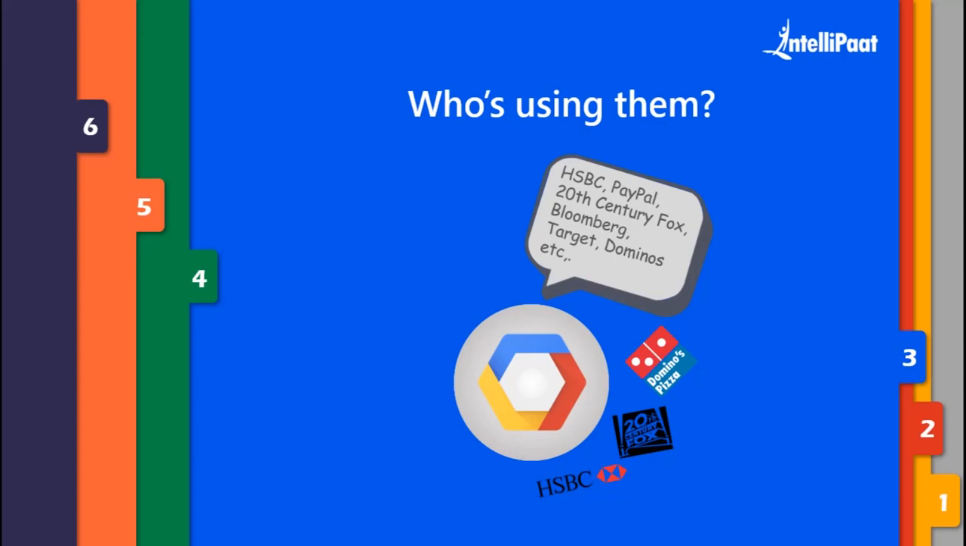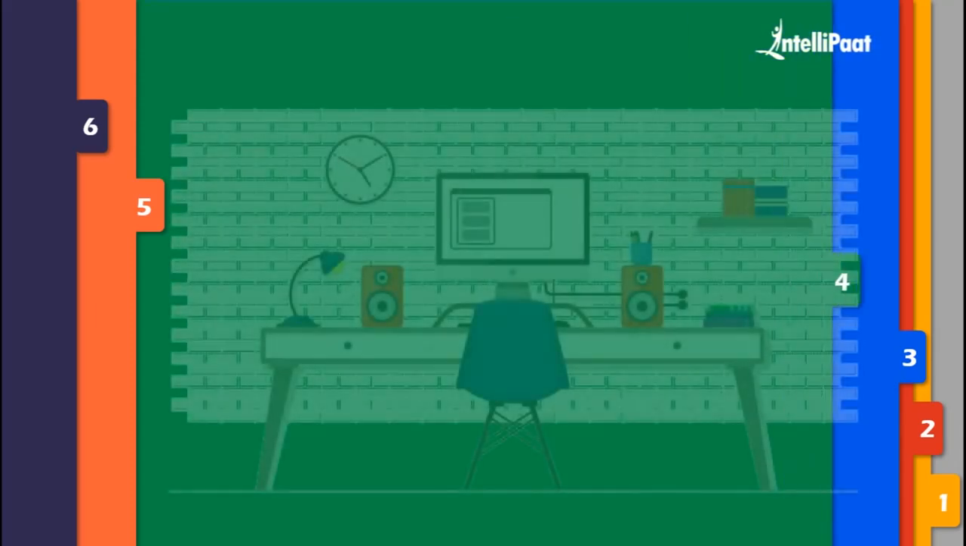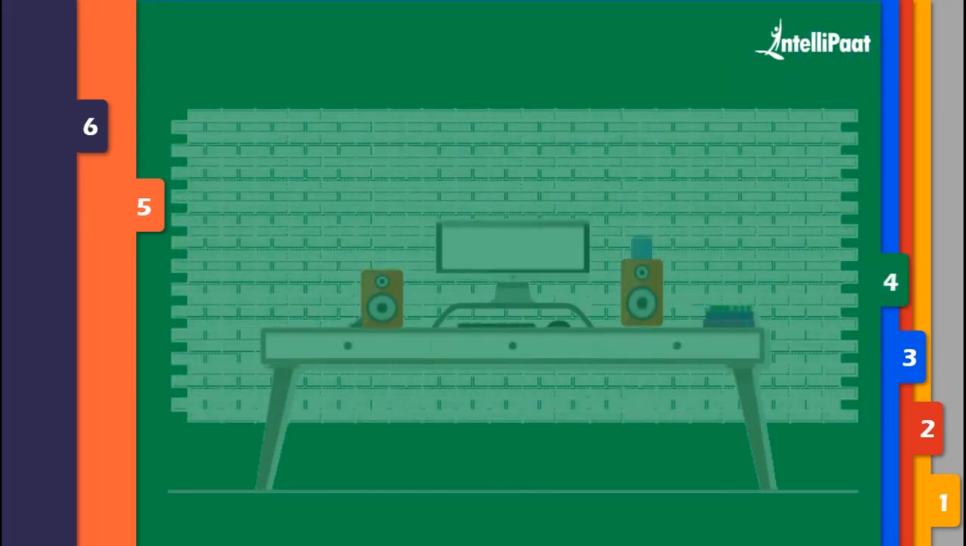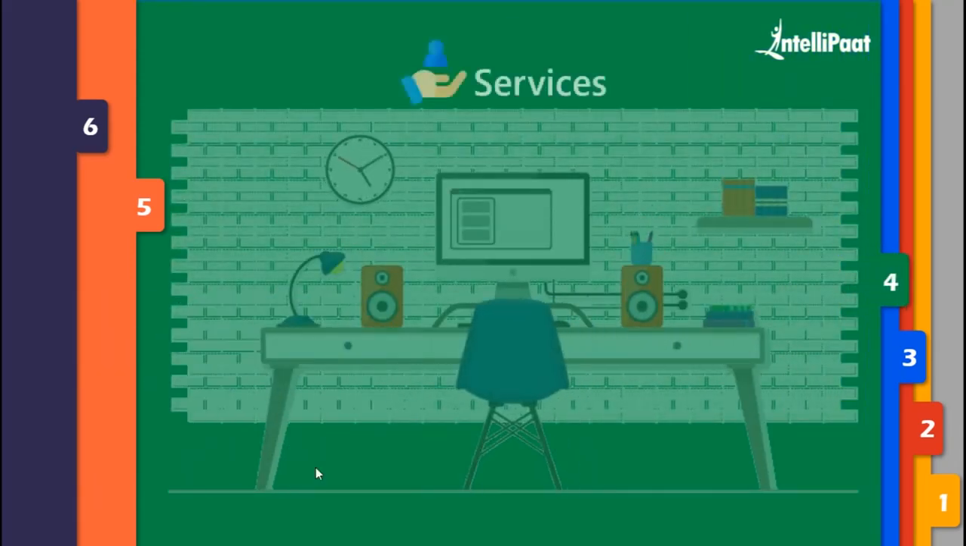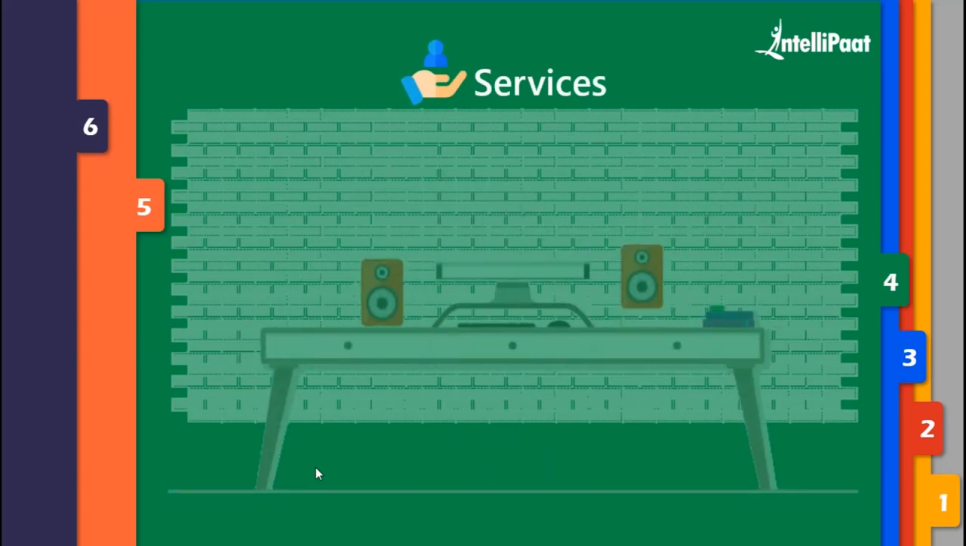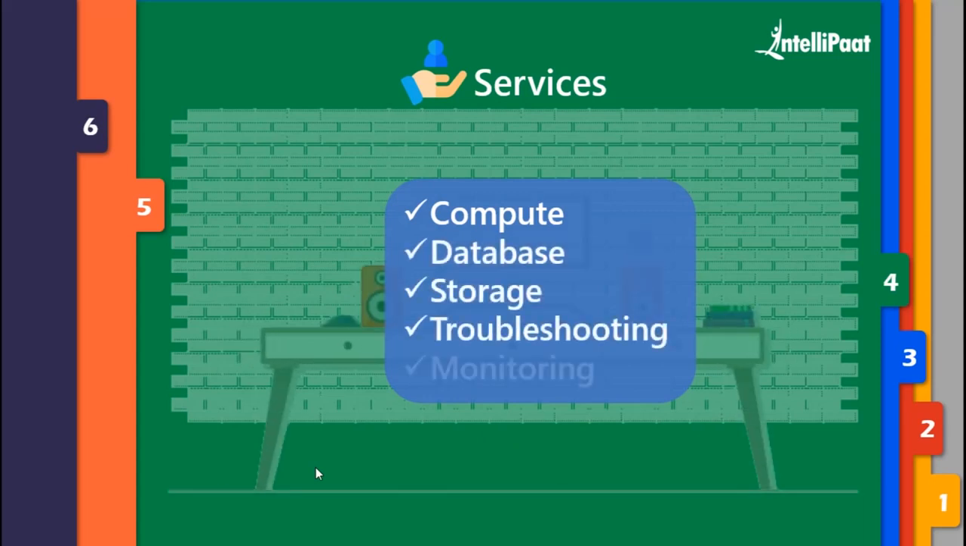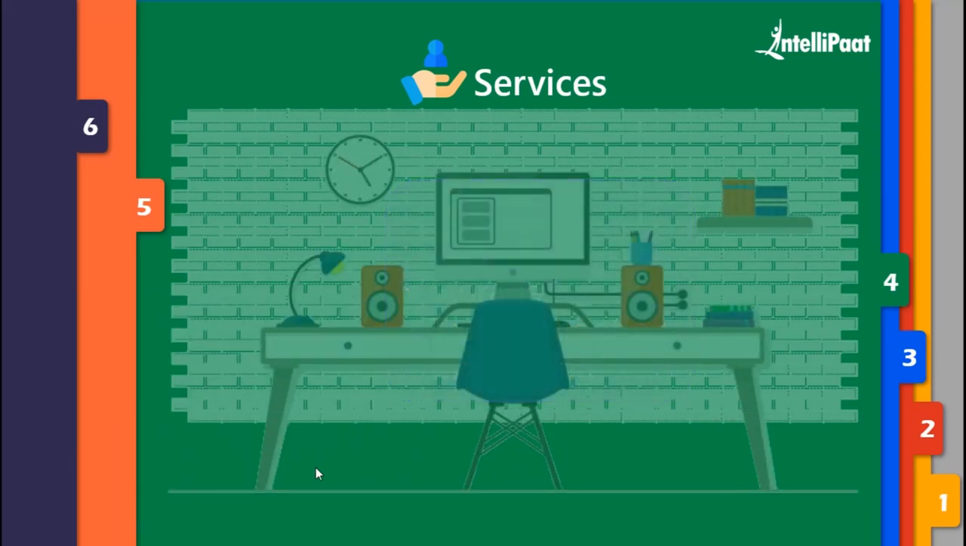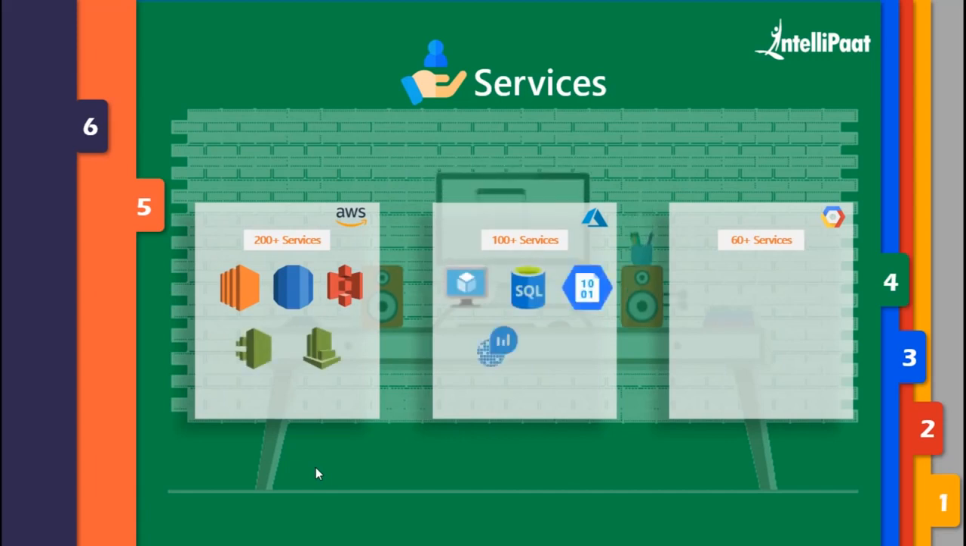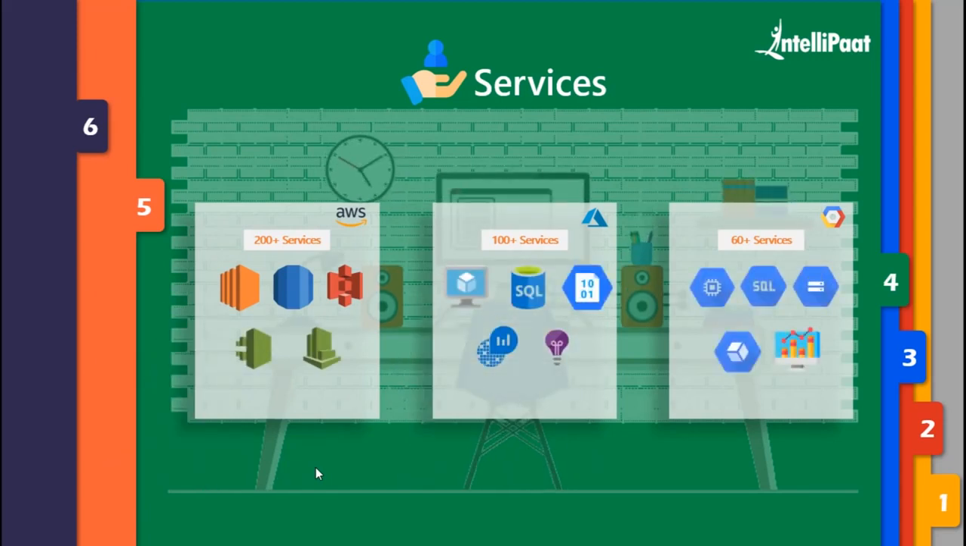Right. Now after discussing their establishment in the market, let's talk about what each provider has to offer in terms of services. The services which I'm going to compare here are very primary and come under the following domains: compute, database, storage, troubleshooting and monitoring. AWS covers 200 plus services and Azure covers 100 plus, whereas Google Cloud has been catching up with 60 plus services. Now let us compare the primary services in each of these domains. I'm not covering all of these services since there are so many in each domain.